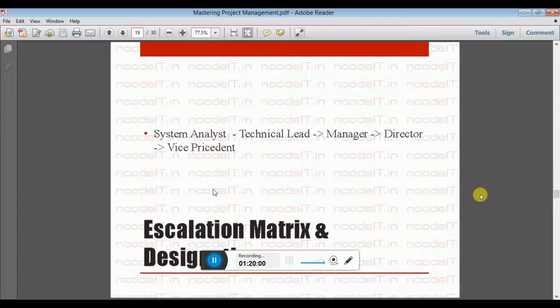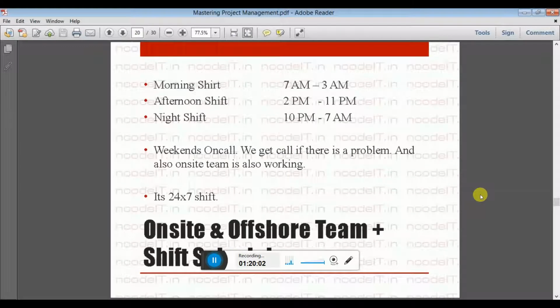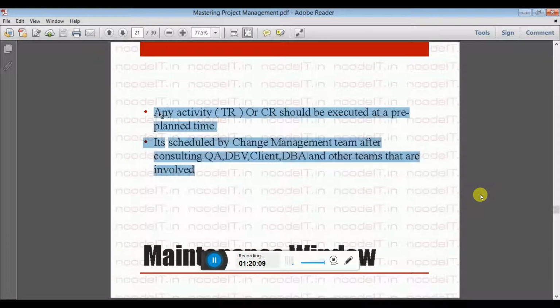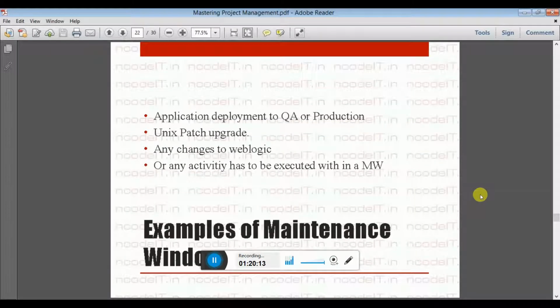SLAs, and escalation, meaning who you will call if there is a problem. These are the shift timings, mark up the shift timings. Then maintenance window. A maintenance window is basically a time frame within which you have to execute the entire activity. There are some examples of the maintenance window we have given.